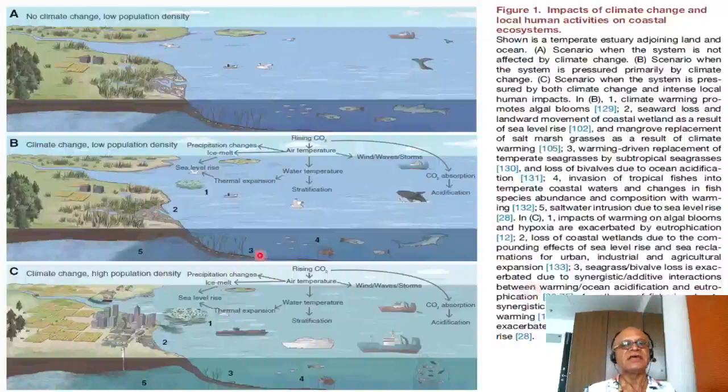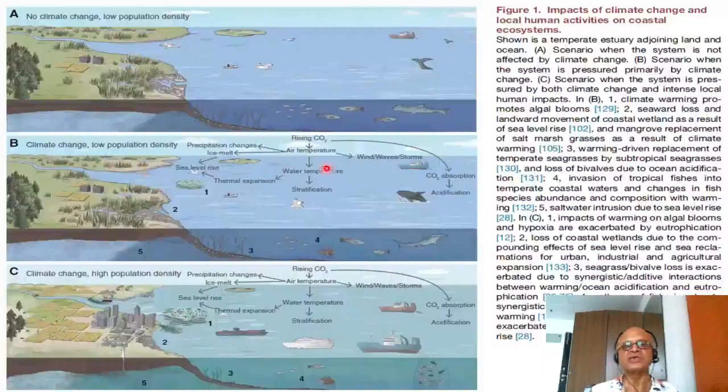Okay, this is a nice schematic here showing no climate change, low population density. So you have, let's say, a baseline system. We can even go to, let's say, pre-industrial times and call that a baseline, assuming the human impact was still minimal from the beginning of the agricultural society. And here we are looking at climate change, low population density.